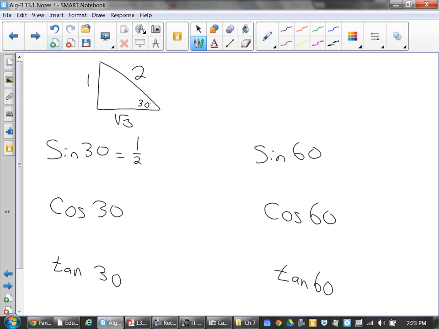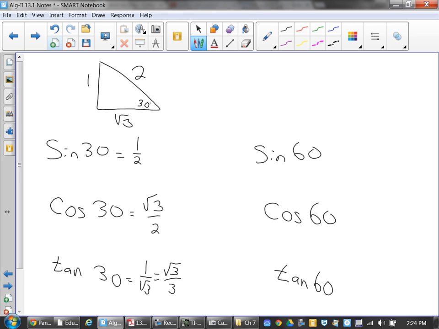What would the cosecant be then? 2. Okay. What's the cosine of 30? Root 3 over 2. And then the tangent of 30. 1 over root 3, so it's root 3 over 3. Okay. First mistake. Now notice what happens when you do the sine of 60.